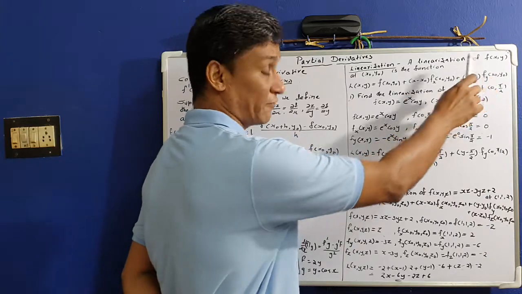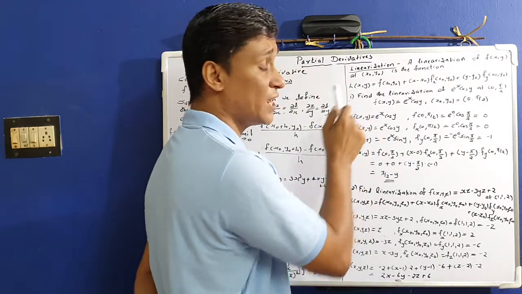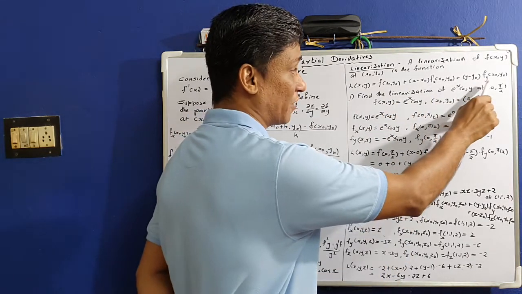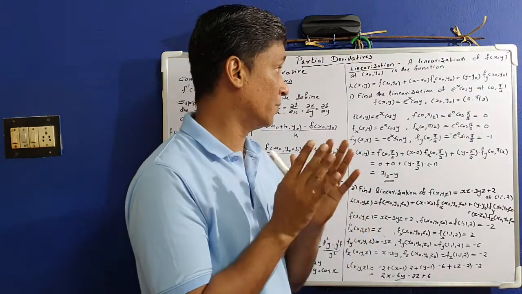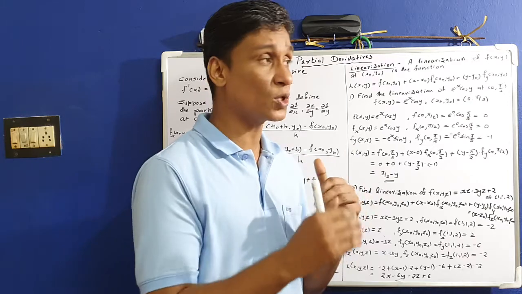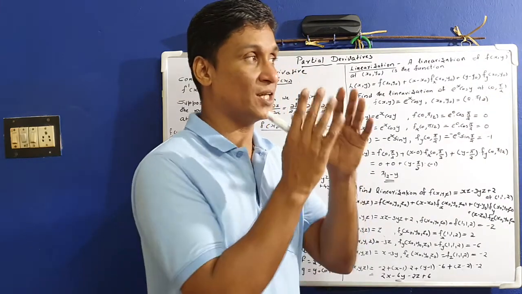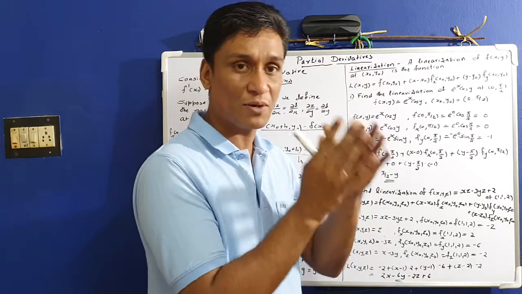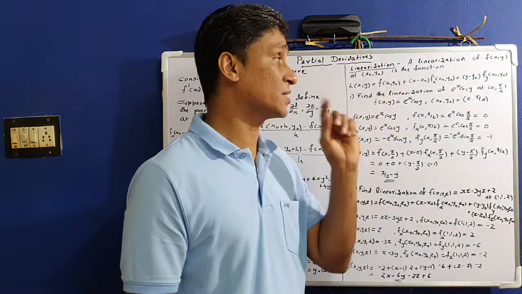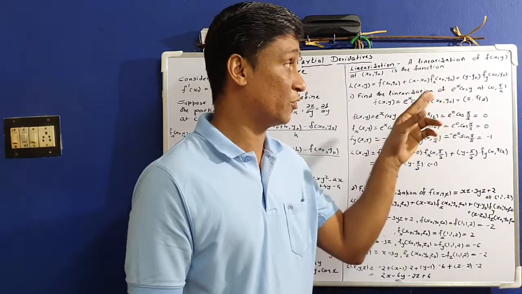A linearization of f of x, y, a function of two variables, at x0, y0, is a function L of x, y which is given as L of x, y equal to f of x0, y0 plus x minus x0 times fx at x0, y0 plus y minus y0 times fy at x0, y0. So you are given a function of two variables f of x, y, and you want to approximate this function as a linear function at the point x0, y0. The linear function is obtained by the formula L of x, y equal to f of x0, y0 plus x minus x0 into fx x0, y0, that is dou f by dou x at x0, y0, plus y minus y0 into fy x0, y0.